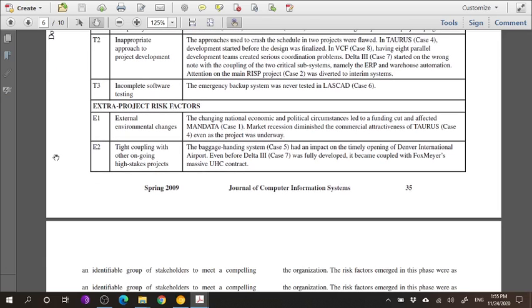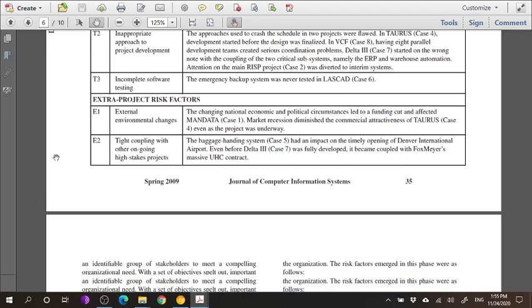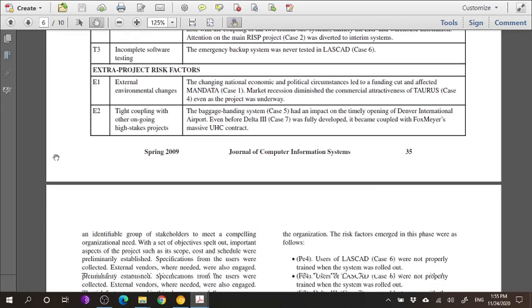Then there are extra project risk factors. So risk factors other than these, such as external environmental changes, which are obviously beyond your control, maybe government changes, maybe industrial changes. So the changing national economic political circumstances led to a funding cut because there were budgetary issues that affected the Mandata case 1. A market recession that made the commercial attractiveness of the Taurus system in case 4 was also an issue for its eventual failure.